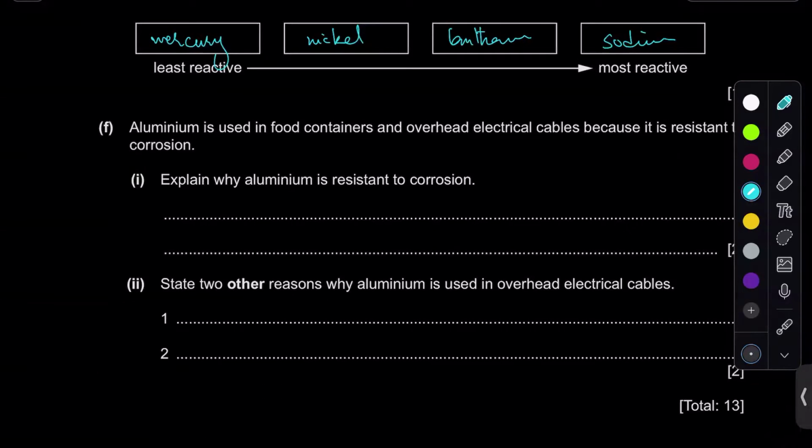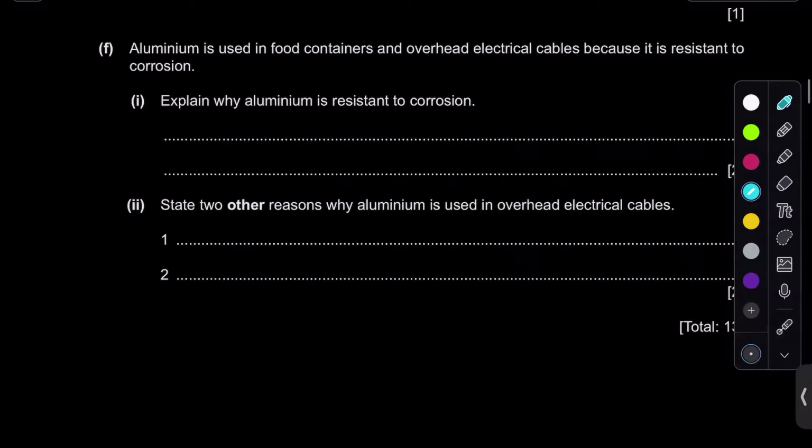Aluminum is used in food containers and overhead electric cables. There are obviously two different reasons for that. Food containers, because it protects from corrosion, okay, it won't let oxygen in, it will keep the food fresh for longer. And overhead electric cables, because it is lighter, it has low density.